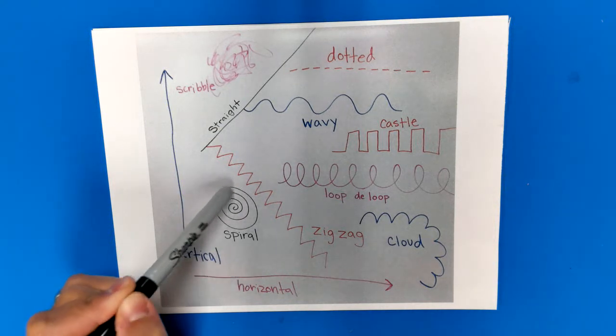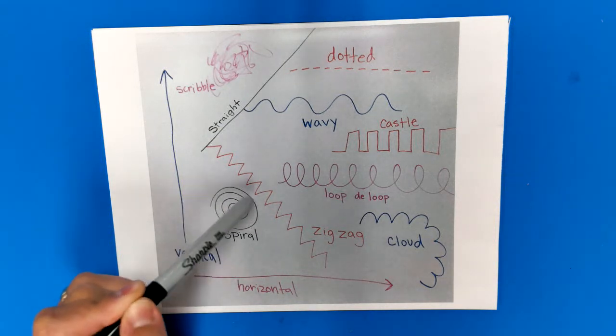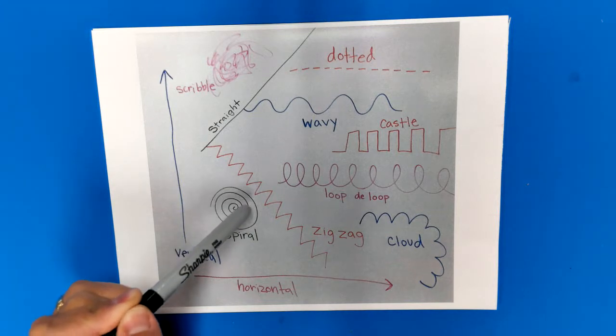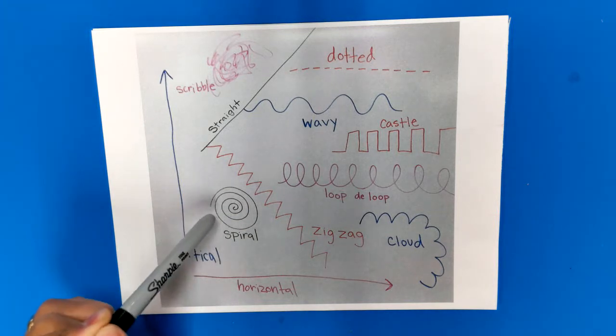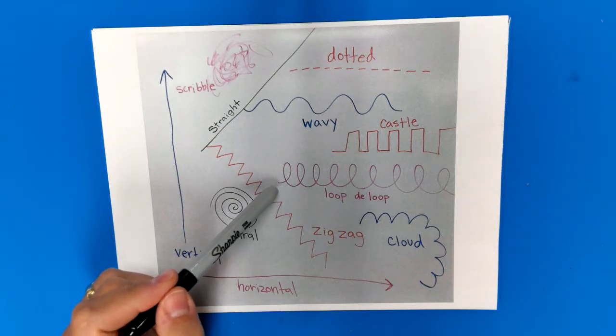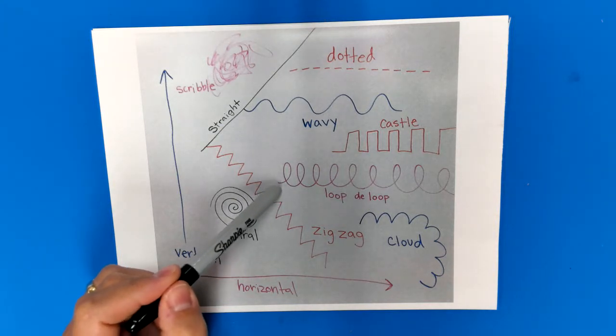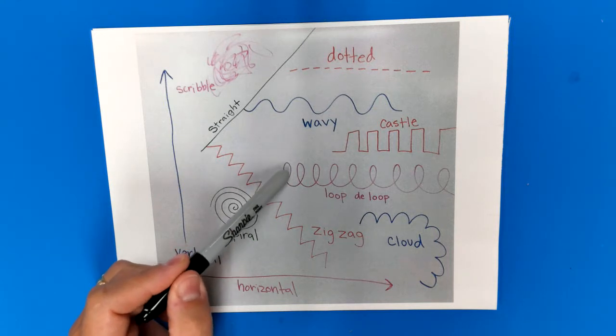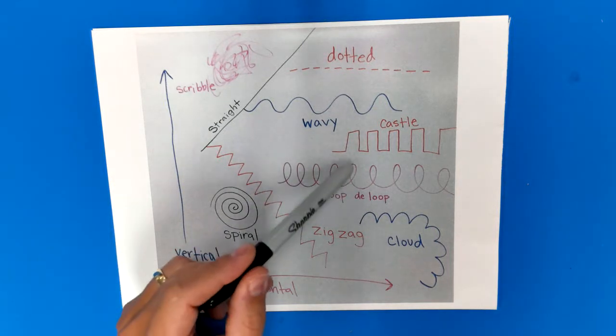We have the spiral, where we either start from the outside and then make our way in, or we start from the inside and we make our way out. Loop lines are probably the hardest, and they're hard because wherever you start, you have to go up and then you got to come back, but you got to make your way across the paper.